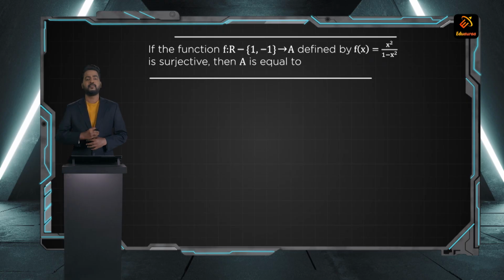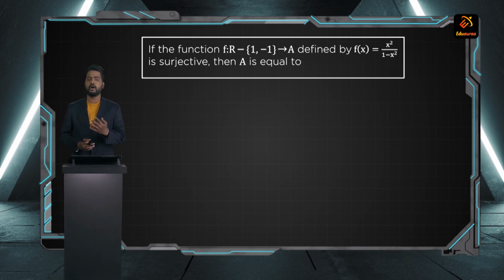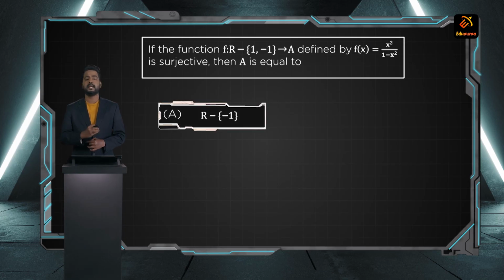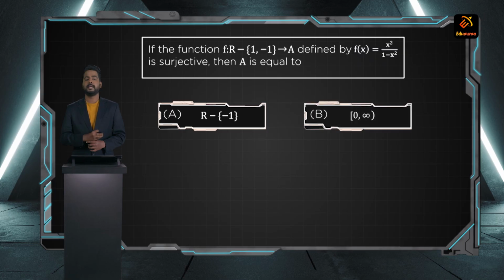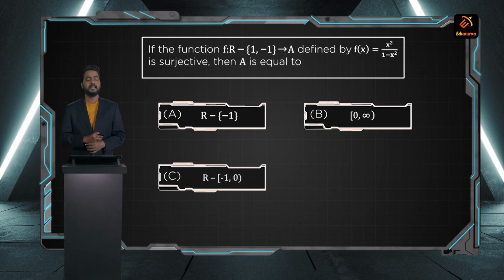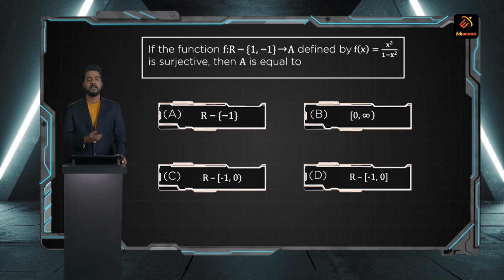Next question is, if for the function f from domain real numbers minus {1, minus 1} to A, defined by f of x is equal to x square upon (1 minus x square), is surjective, then A is equal to option A real numbers minus {minus 1}, option B 0 to infinity, 0 closed bracket, infinity open bracket, option C real numbers minus [minus 1, 0), open bracket on 0, close bracket on minus 1, and option D real numbers minus [minus 1, 0], both sides closed bracket. This question has come in JEE Main 2019.